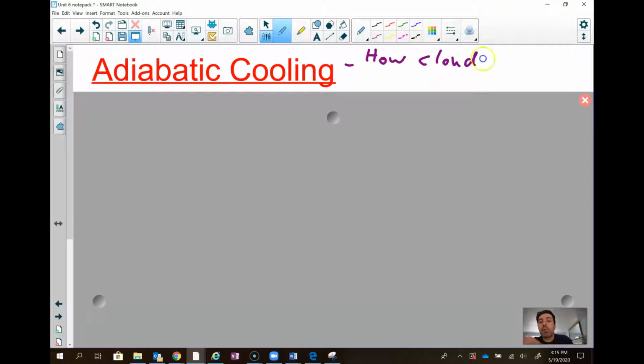clouds form. Okay, so I'm going to explain it to you in steps with explanations over here on this side, and then we're going to add some visuals afterwards to show you what it means. So first, here are our steps.